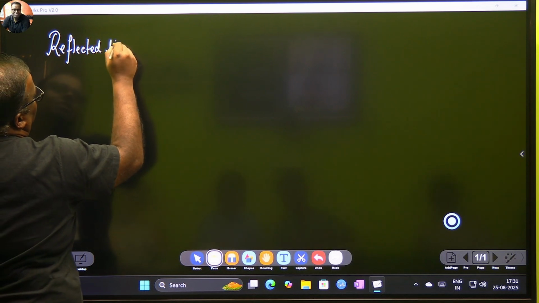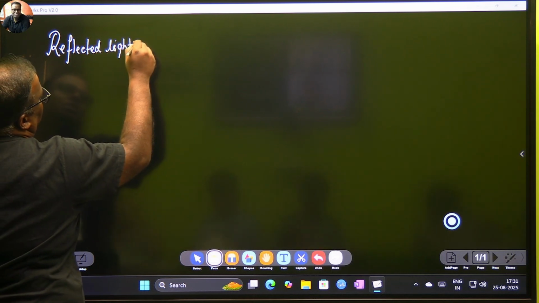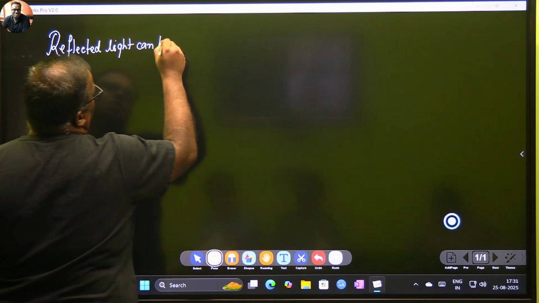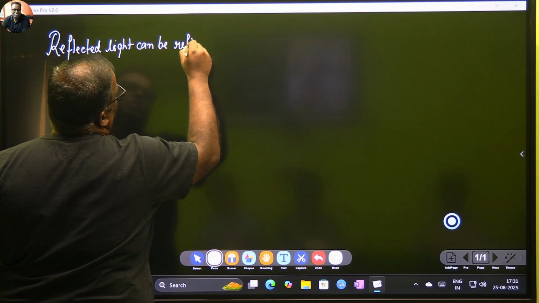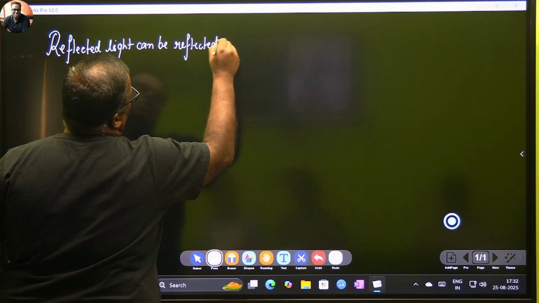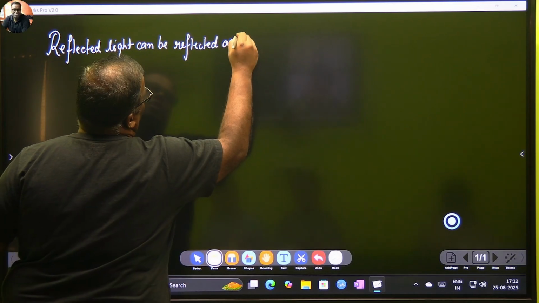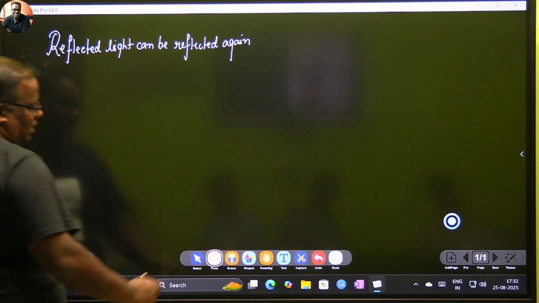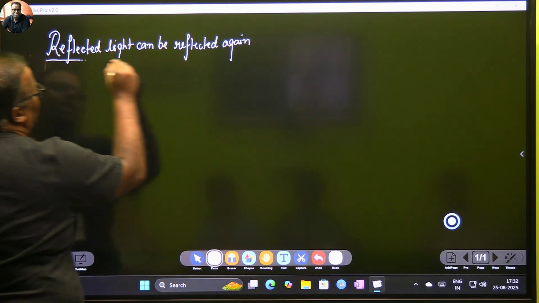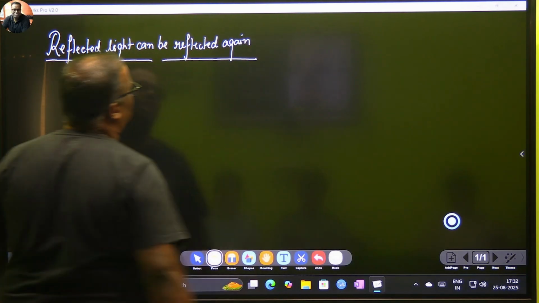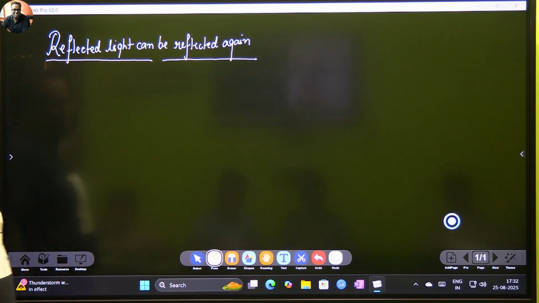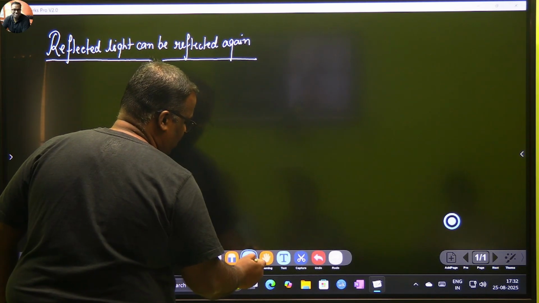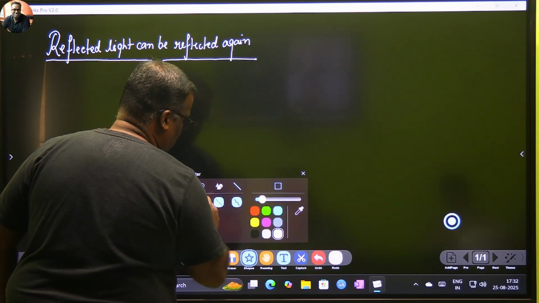Reflected light can be reflected again. What we mean by this is that, suppose you have a reflective surface, okay, and we will see a lovely application of this also.